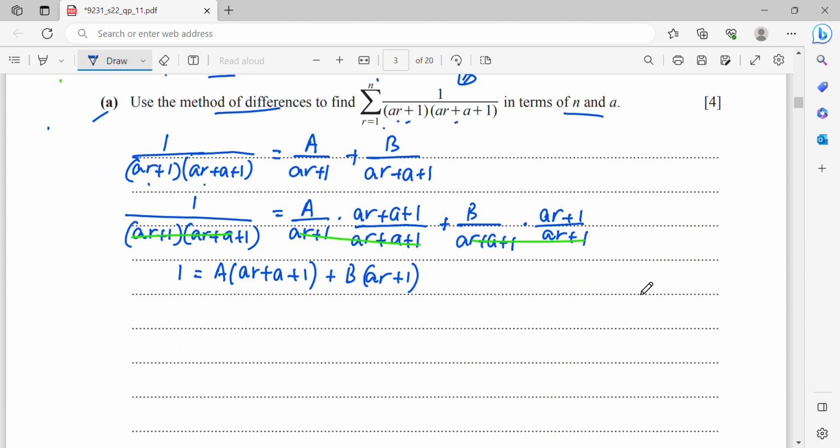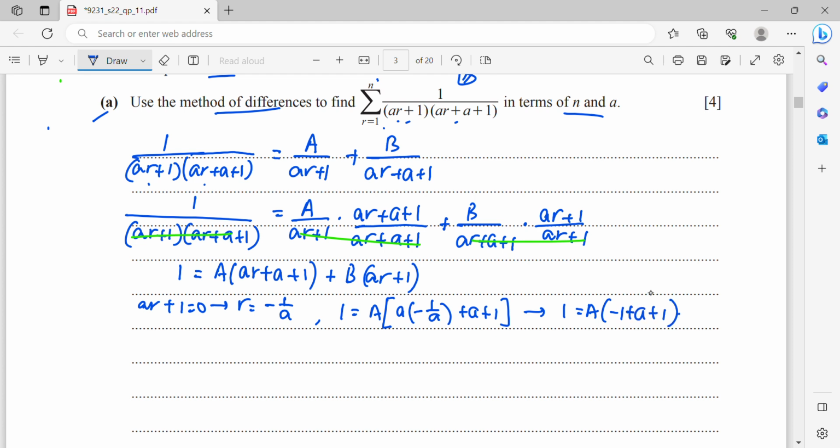Okay, so now to get the r value, I will let the factor be 0. So when I let ar plus 1 be 0, which means r is negative 1 over a, I will get 1 equals A times (negative 1 over a times a plus a plus 1). Okay, so from here, the first term is actually minus 1, so I'll get minus 1 plus a plus 1, which means my capital A is basically 1 over small a. That is my first solution.